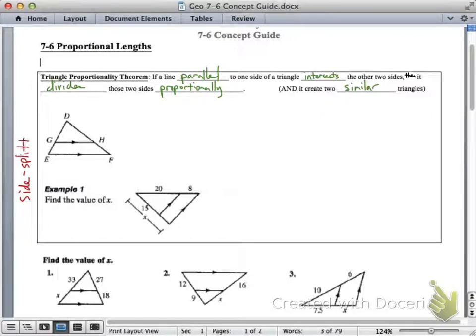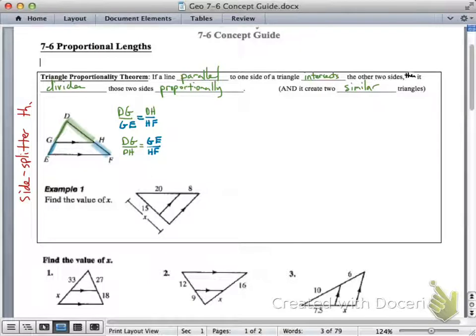What this means is, there's another name for this. It's called the side splitter theorem. I'll refer to that frequently because it splits the sides into two different pieces. So we got these pieces, DG and GE, and we got DH and HF. What the side splitter theorem means is that DG, this part of this side, over GE, this part of this side, equals DH, this part of the other side, over HF, this part of the other side. Sometimes that's an easier proportion to write than the other one that we talked about in the previous section.